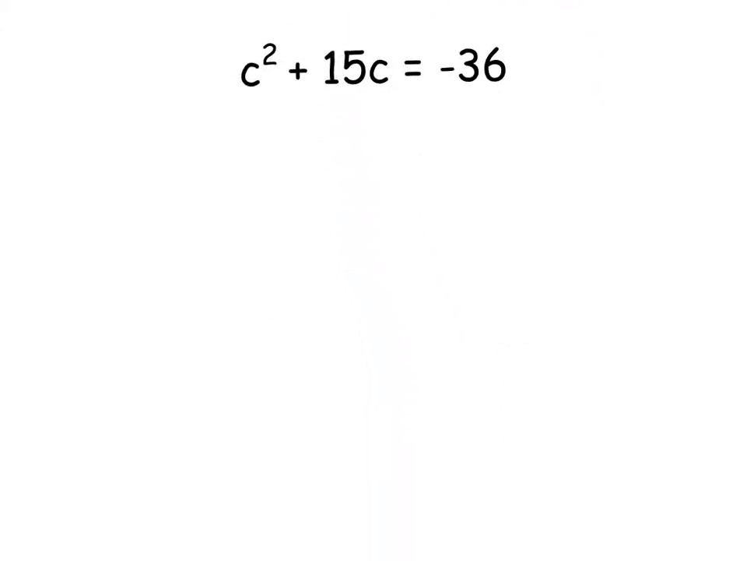Again, needs to be equal to 0 if I'm going to factorise it and solve it. So I need to move this over to the other side. So I get rid of minus 36 by adding 36 to both sides. As I do that, on the right hand side, that gets rid of that, which is what I wanted to do, leaving me with just the 0 that I need. And on the left hand side, it's going to leave me with c squared.